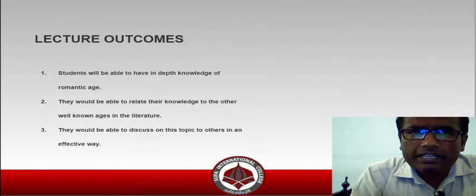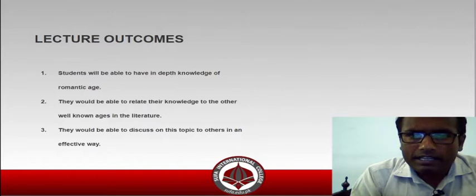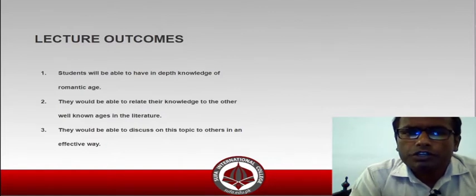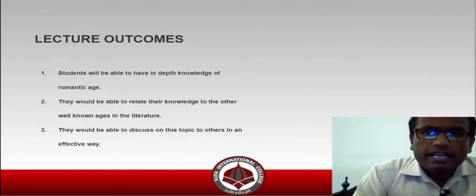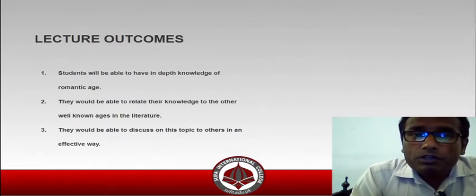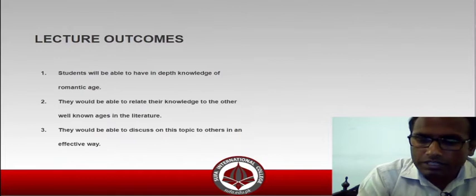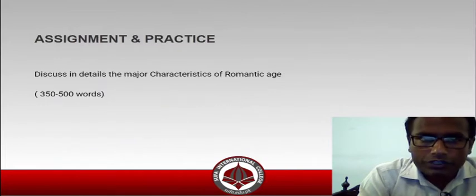Before going ahead, I would like to share the outcomes that the students will be able to have after attending this lecture. The first outcome is that students will have in-depth knowledge of the Romantic age. The second outcome is that they will be able to relate their knowledge to the other well-known ages in literature. Next, they will be able to discuss this topic with others in an effective way. So these are the outcomes of this lecture.